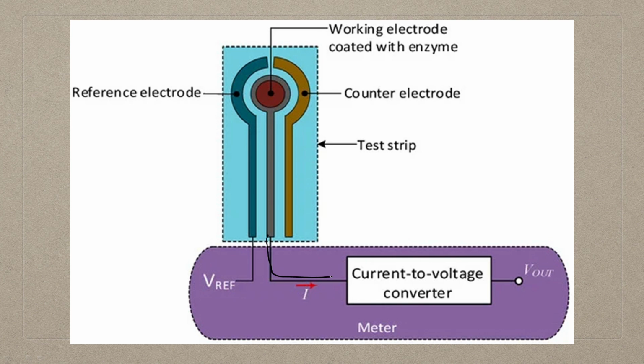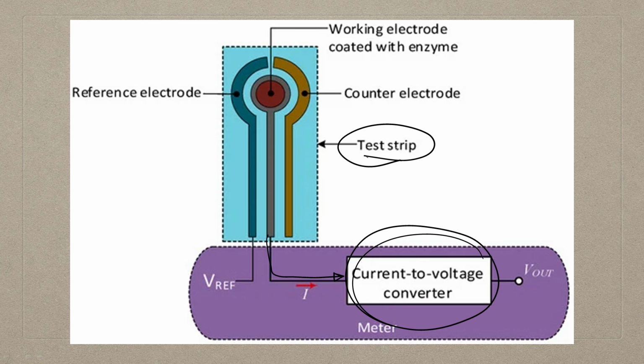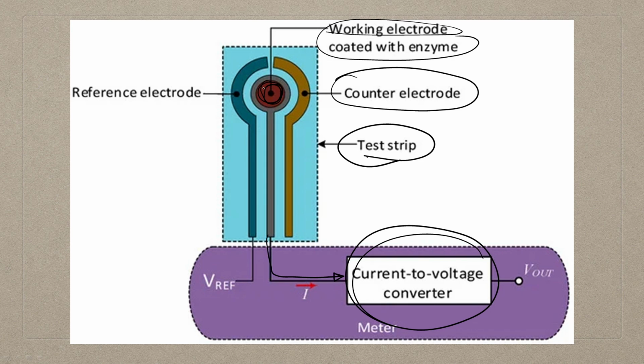This is where current to voltage conversion is happening. This is where the real calculation is happening. This is the test strip, the glucose test strip. This is the counter electrode. This is the working electrode coated with an enzyme. So, here you have the enzyme in red, and here is the reference electrode.